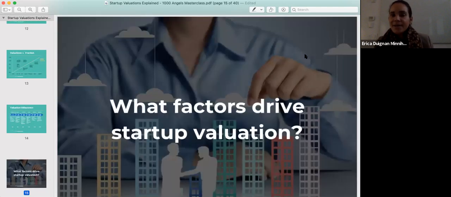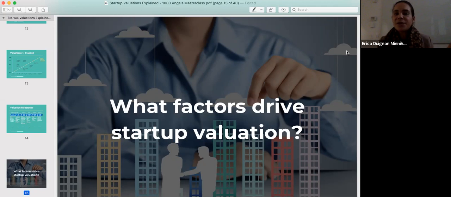Okay, great. So let's talk a little bit about the specific factors that drive startup valuation. And I know I said I was going to stop talking at 1:40, but I will keep going until 2. I'm not going to get through all of these slides during the time we have allotted, but if you want to interject along the way, I'm happy to answer questions as we go.